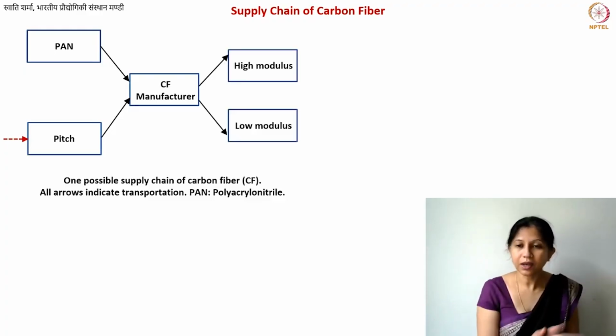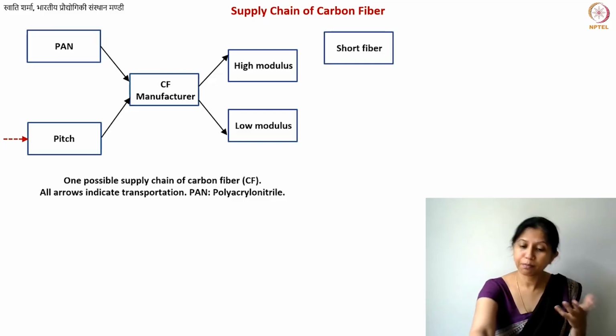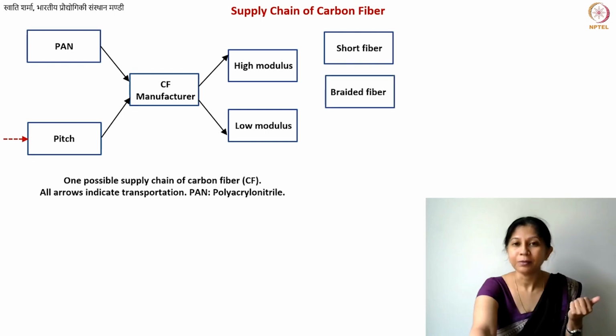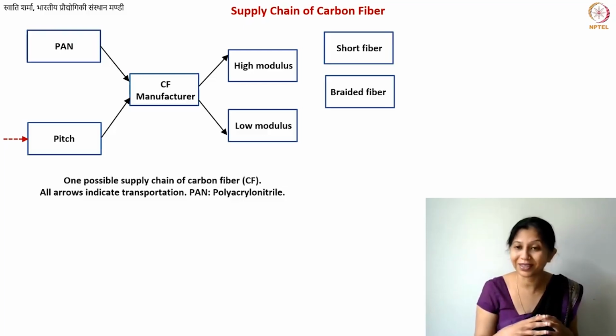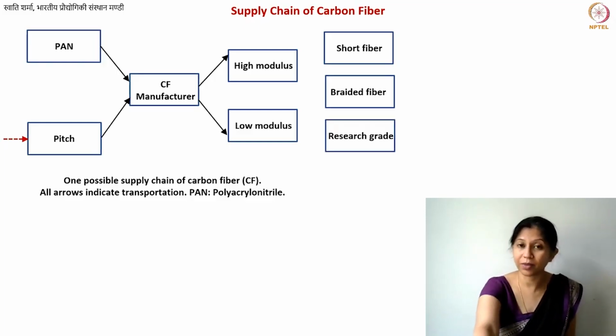Okay, now what do you have? You have 2 types of fibers, right? You have high modulus fiber and low modulus fiber. You can also call them general purpose fibers. So you now make 2 different types of fibers in terms of modulus. Now you also decide that you want to have short fibers as well as long fibers, say braided fibers. Short fibers are also used for certain applications. You know that certain types of composites require short fibers. So you make both. You also make braided ones.